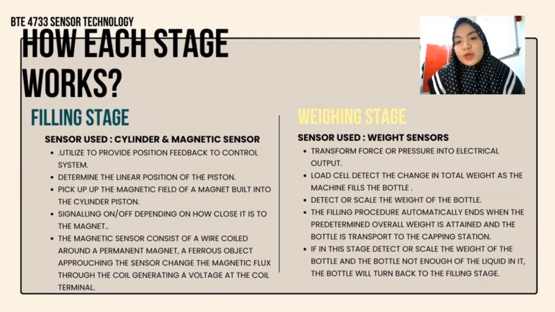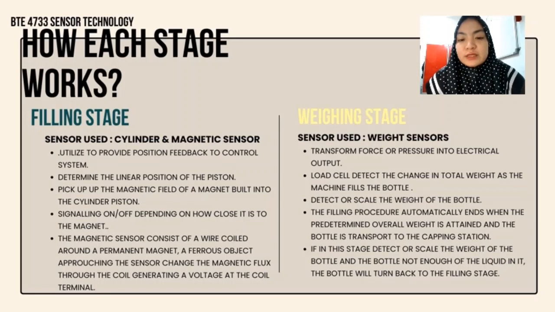Next is the weighing stage. For this stage, we use a weight sensor. Weight sensors are used to transform force or pressure into electrical output. The load cell detects the changes in total weight as the machine fills the bottle. So it detects or scales the weight of the bottle.